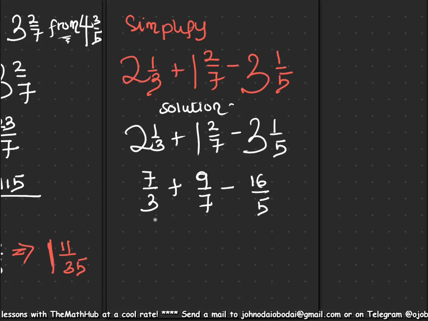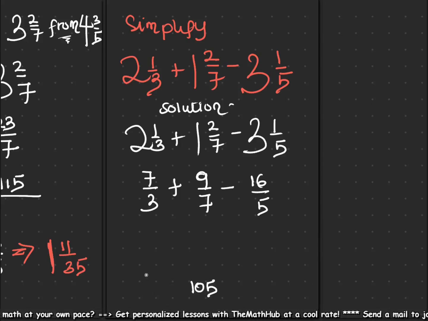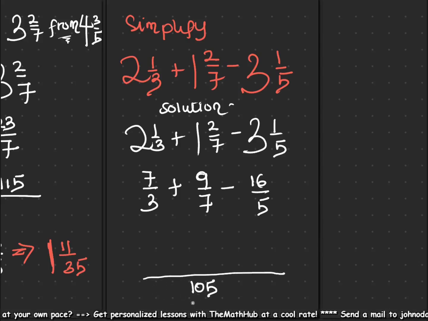And now we look at our denominators. If you look at 3, 7, and 5, what is our LCM? One interesting thing I would quickly share with you is that if all the denominators are prime numbers, just multiply them through and that will be your LCM. So you have 3 times 7 times 5. That is 105. So we have 105 as our denominator, or our LCM.